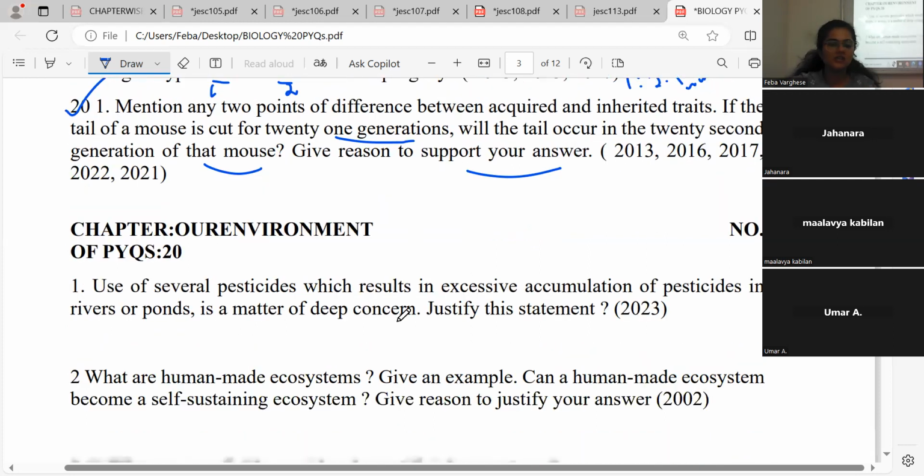Suppose you have a fractured bone in your body. Will it be passed to the next generation? No. That's what is said over here.